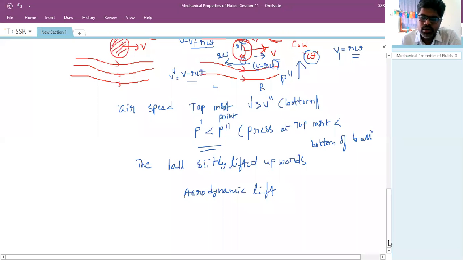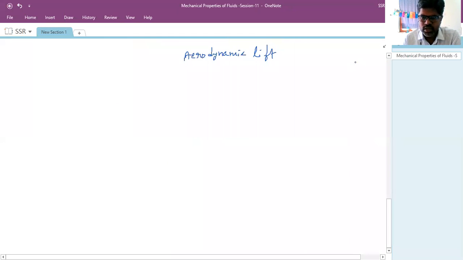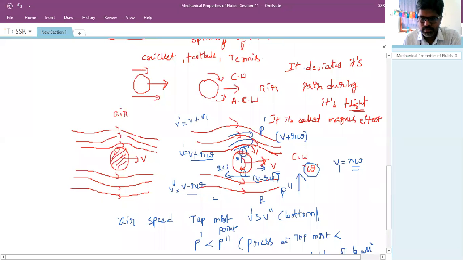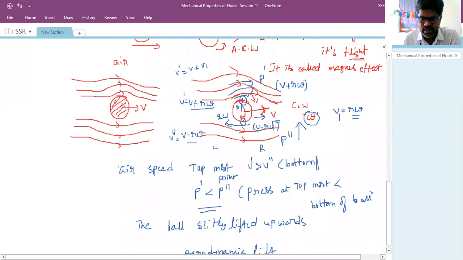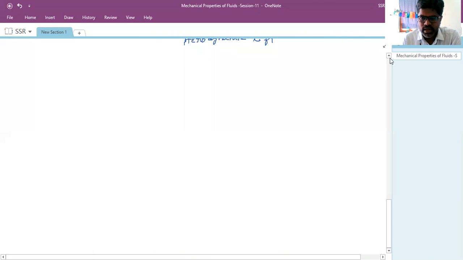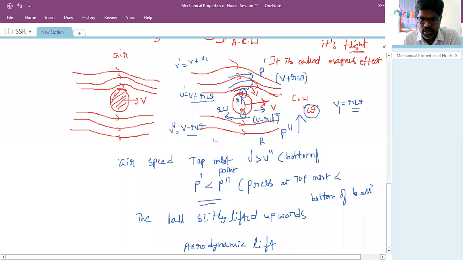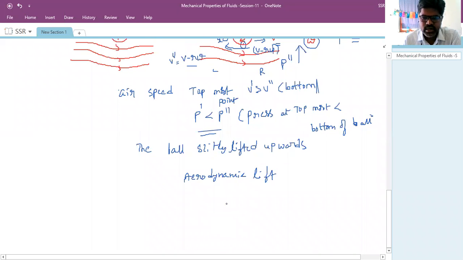Now what happened with respect to the motion of the ball? What force can you expect on the ball? There is the gravitational force. Now, other than the gravitational force, we have the aerodynamic lift, because of the pressure difference. So because of gravity, the ball has to drop at this point. But now, because of the aerodynamic lift, it is lifted upwards slightly. Then the motion of the ball is shifted. The path of the ball is shifted here. So this is the deviation of the ball.